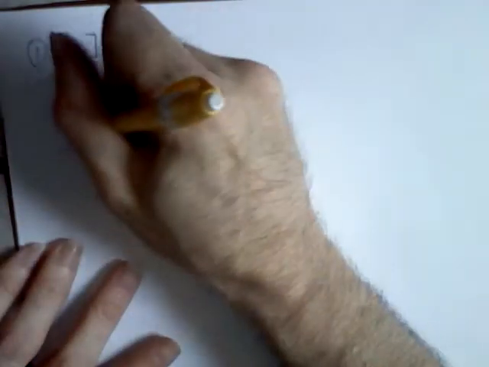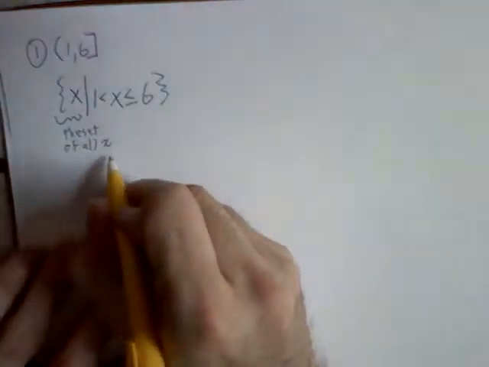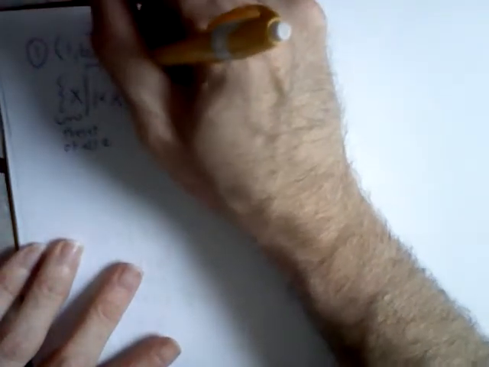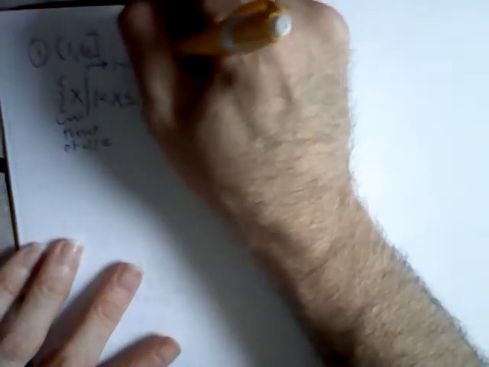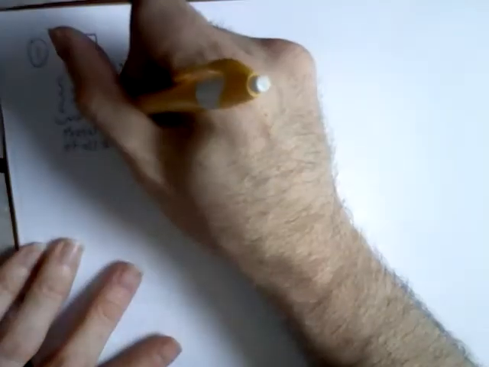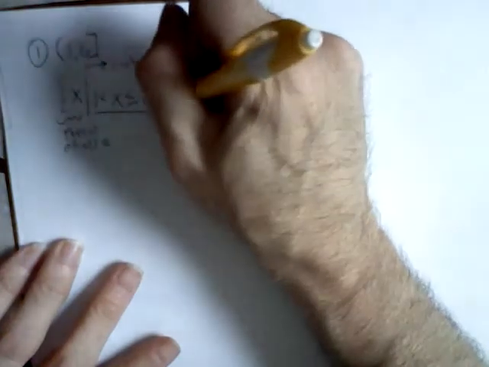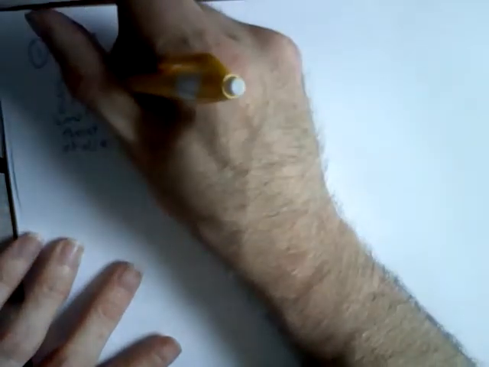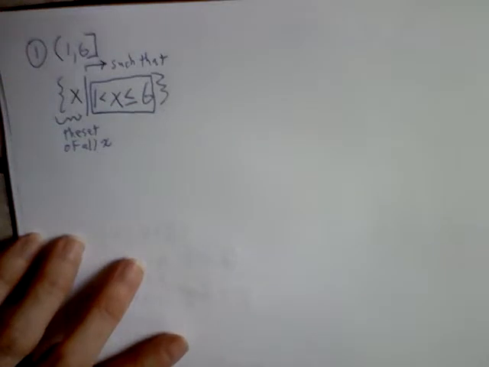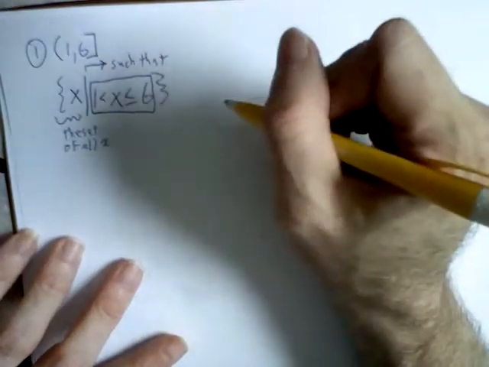Okay, so we read this first part as the set of all x. Okay, so this is two separate words. The set of all x. This line symbol, you literally read it as such that. Okay. And then this explains the criteria that all of these values meet in this set. Okay.